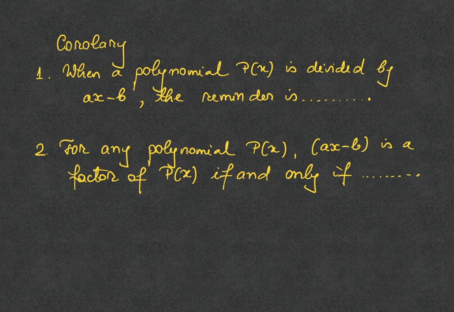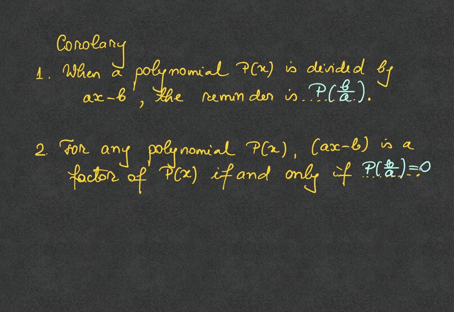Let us try to see two corollaries. A corollary is a statement that follows directly from a theorem. When a polynomial p of x is divided by ax minus b, the remainder is, try to pause the movie and think yourself. So yes, you are right. The remainder is p of b over a. And corollary 2, for any polynomial p of x, ax minus b is a factor of p of x if and only if, and you are correct, p of b over a equals 0.